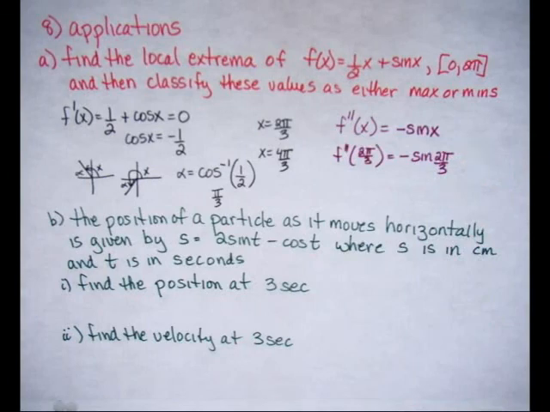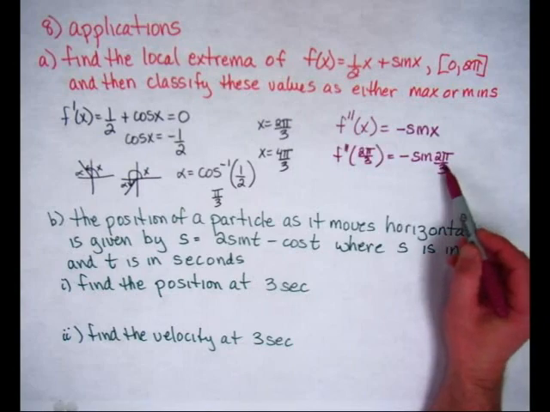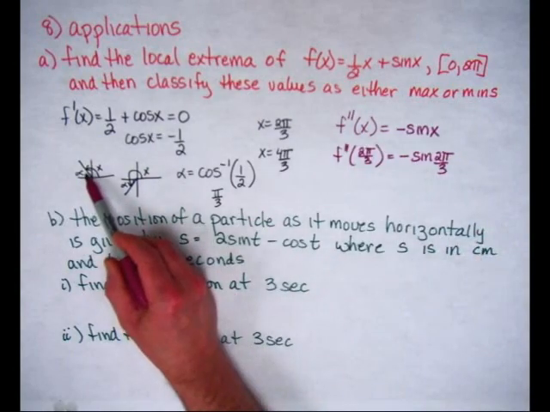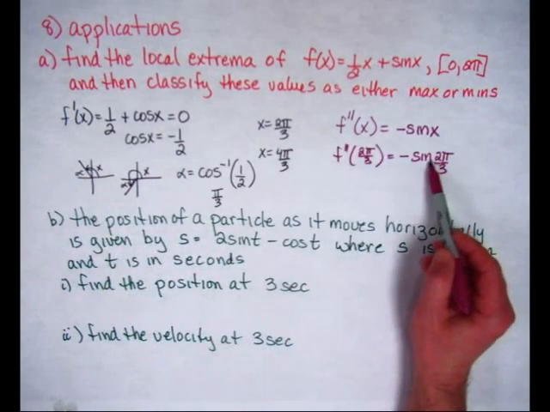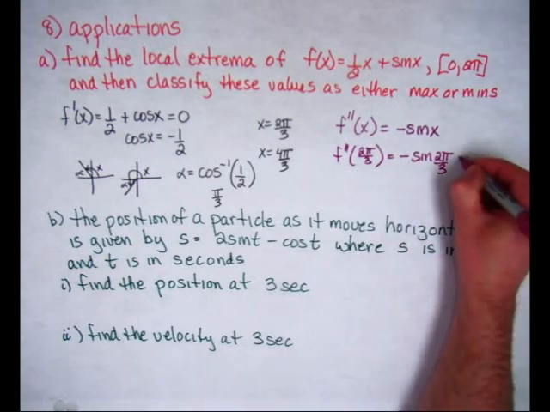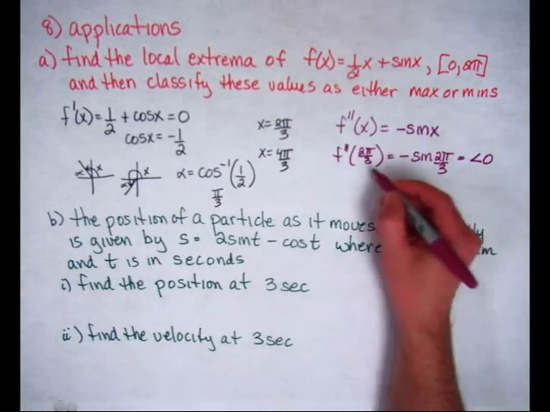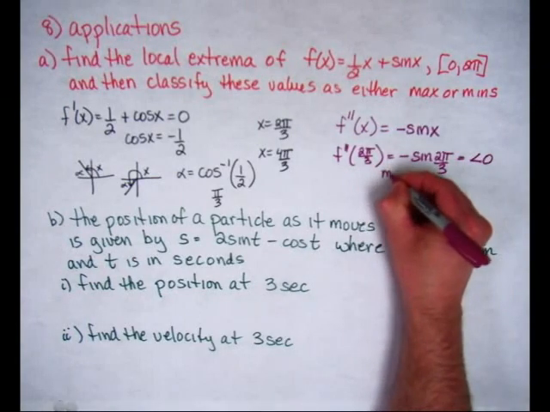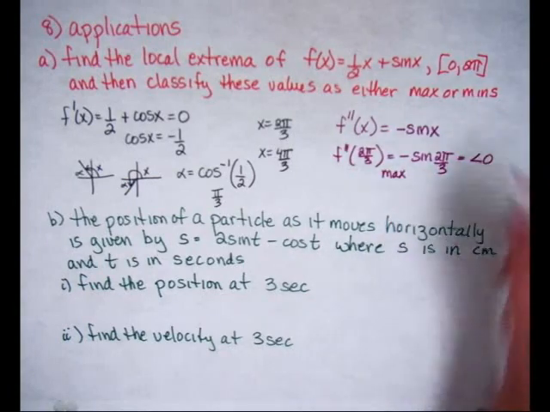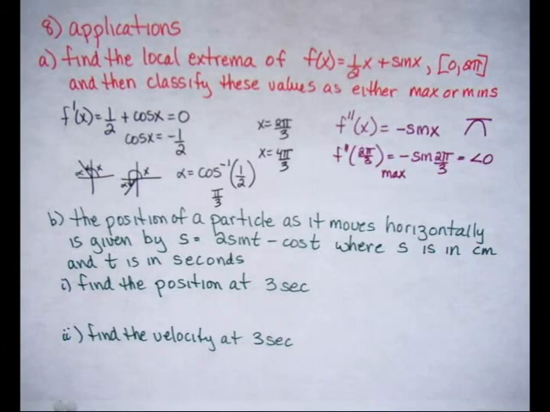Now you can use a calculator for that, but I'd like to try to help you understand it at a deeper level. 2 pi over 3 is in quadrant 2. If you take the sine of an angle in quadrant 2, it's a positive answer. So I really don't care what the answer is. I just know it's positive, and then there's a negative in front, so this is going to be less than 0. Because it's less than 0, or negative, that means at this point, 2 pi over 3, this point is a max. So our curve has reached some kind of peak at 2 pi over 3.